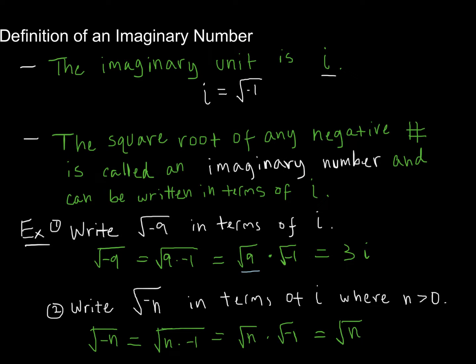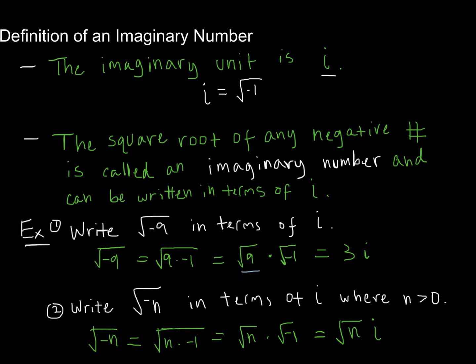And the square root of negative 1 is, of course, i. So any square root of a negative number is an imaginary number and can be written in terms of the square root of the positive version of that number times i, or the imaginary unit.